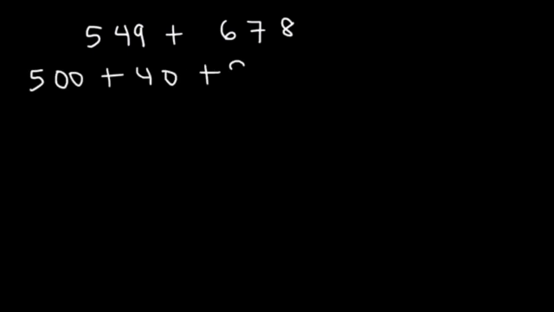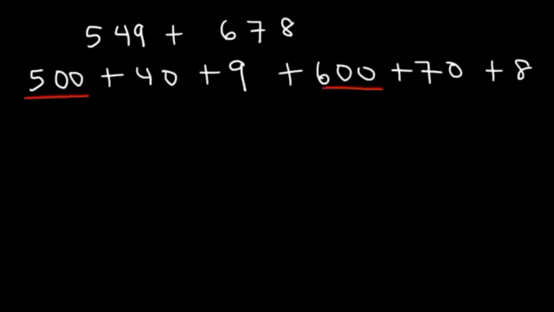Here's another example. 549 plus 678. Feel free to pause the video and try that. So 549 is 500 plus 40 plus 9. 678 is 600 plus 70 plus 8. So what's 500 plus 600? Well, we know 5 plus 6 is 11. So 500 plus 600 is 1100.